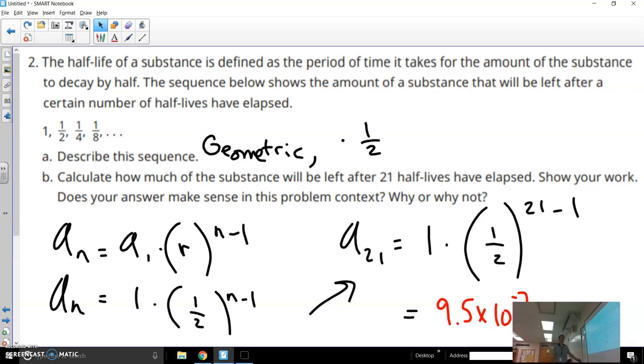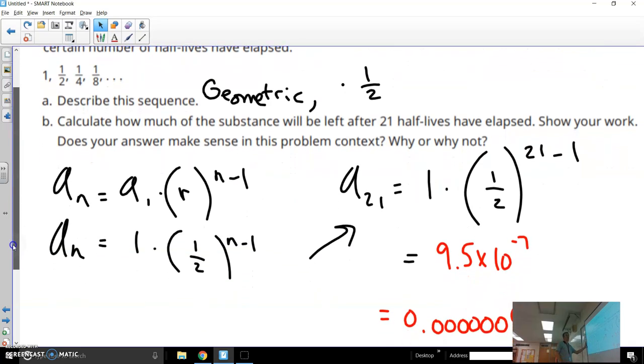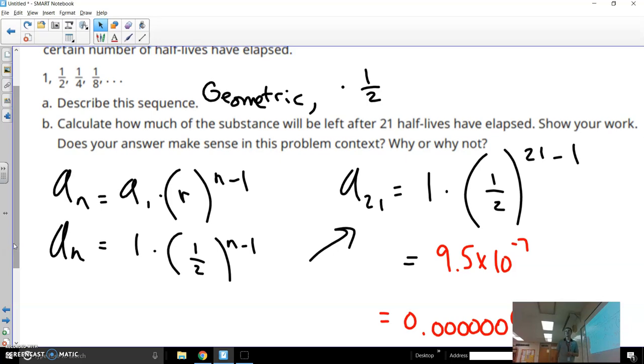So part B says calculate how much of the substance will be left after 21 half-lives, when you've halved it 21 times. So it says, show your work, does your answer make sense? So I came over here and I said, well, the first number is 1. The concept is you are halving, so the R value is 1/2. And then the exponent is where I can place what term I'm looking for, and that's n minus 1. So on the right side, I went ahead and plugged in the 21, and it looks like my answer is 9.5 times 10 to the negative 7.